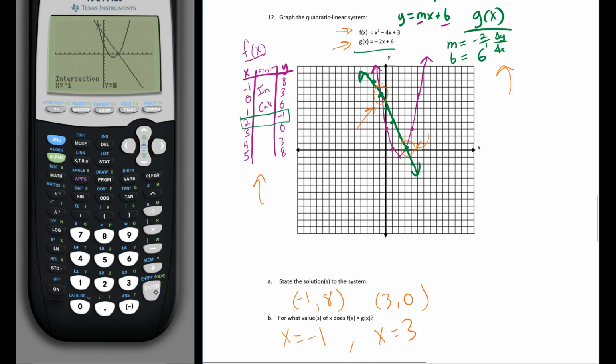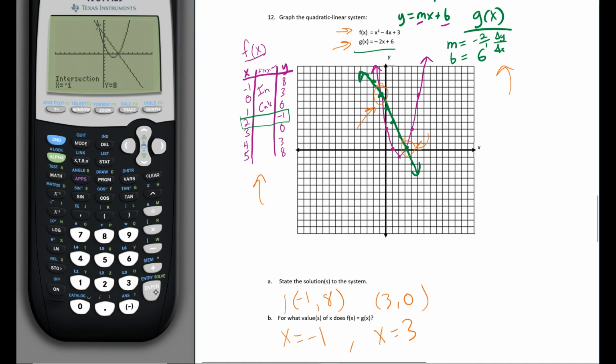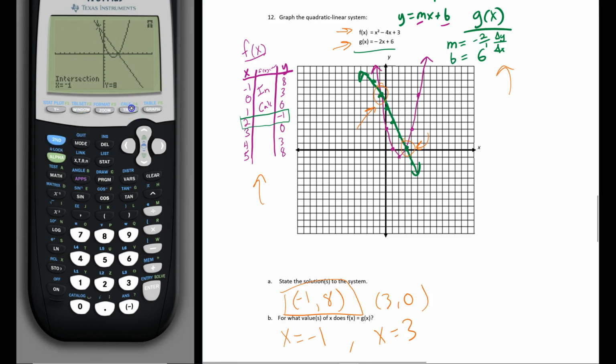And look at the point it gave me there. X equals negative 1, y equals 8. That's that first point that we already solved for down there. In order to find the second point, you would just do the same process. Hit second, calc, go down to intersect or hit number 5, and just arrow over to the other point.